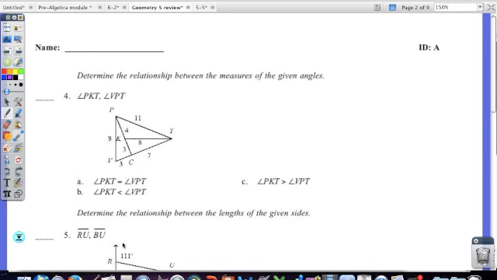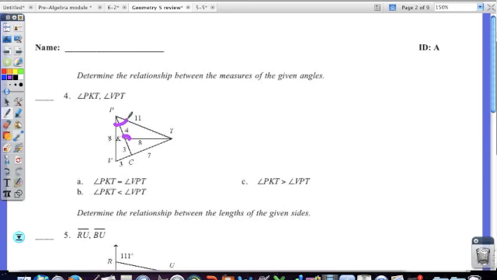Determine the relationship between the measures of the given angles. Angle PKT, angle VPT. Okay, so where is K? It's right here. Okay, so PKT is right there. And VPT is that, correct? Yes.